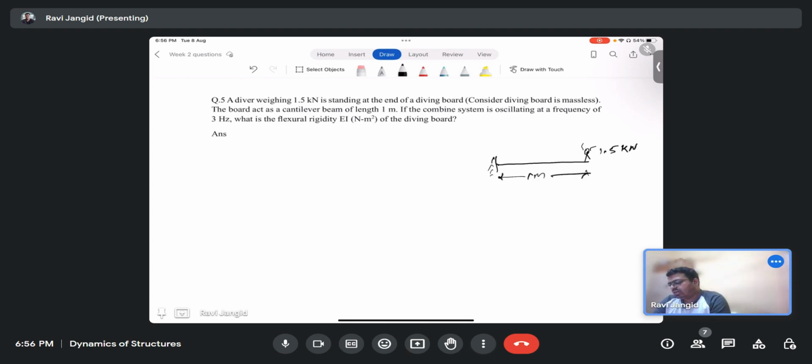The combined system starts oscillating when the diver jumps, giving some initial displacement. It oscillates at a frequency of 3 hertz. We need to find out the flexural rigidity, EI, of the system.